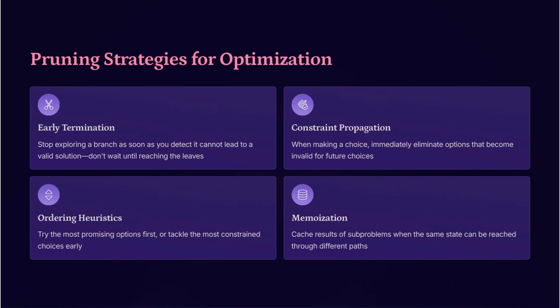Pruning strategies enhance optimization by halting exploration of unpromising branches early. Constraint propagation eliminates invalid options immediately after a choice. Ordering heuristics prioritize promising or constrained choices. Memoization caches subproblem results, preventing redundant calculations when the same state is reached via different paths.